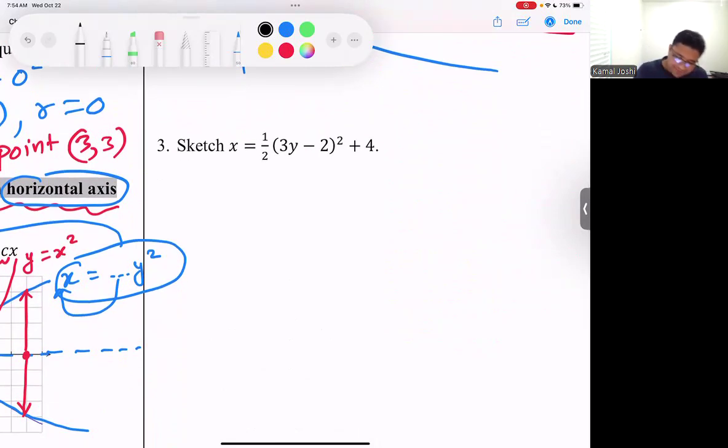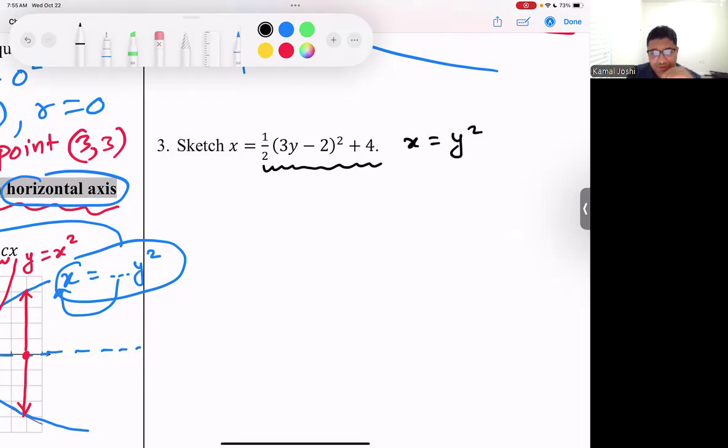Next, sketch this. Now you get more or less the picture. When you are sketching this, we are going to think in terms of all the actions that are applied in the original graph. The original graph, the parent graph, is x equals y squared. What has been done to that? That will give you this new graph.